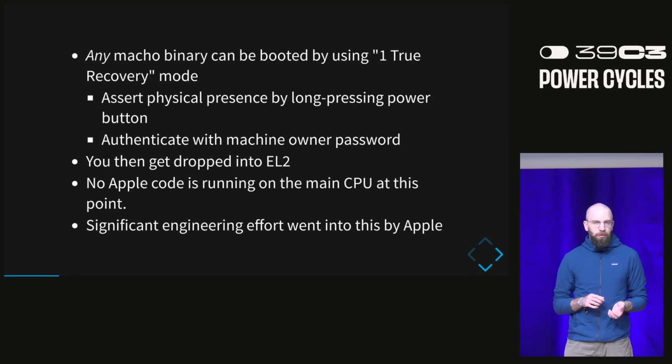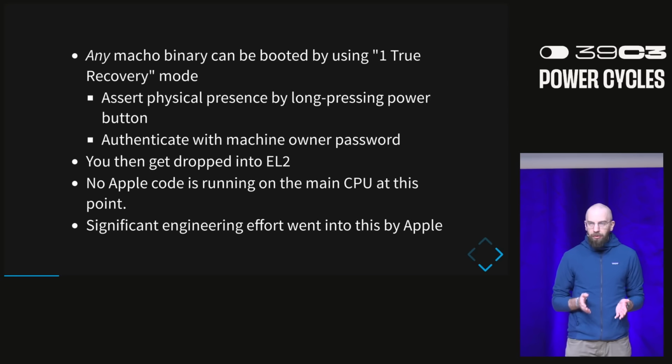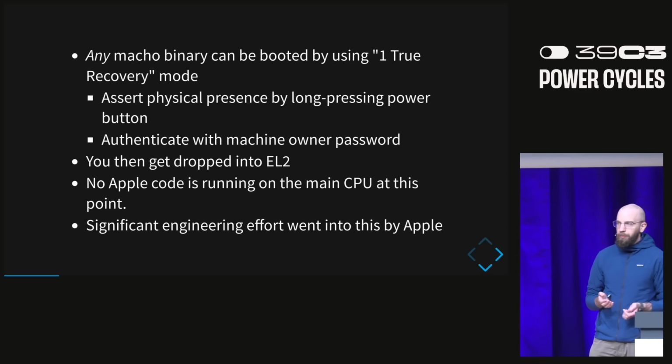Mach-O is the binary format that Apple uses on their architecture. They put significant effort into engineering a system where you can run your own custom code without compromising the security of Apple's code. What you have to do is boot into what Apple calls One True Recovery, which has two conditions. The first is that you have to be physically in front of the machine. You have to long press the power button and do a full hard reboot, and some early stage code makes sure that you're sitting in front of the machine, that it is not some malicious code running on your machine, and that you actually intentionally move to this recovery mode.